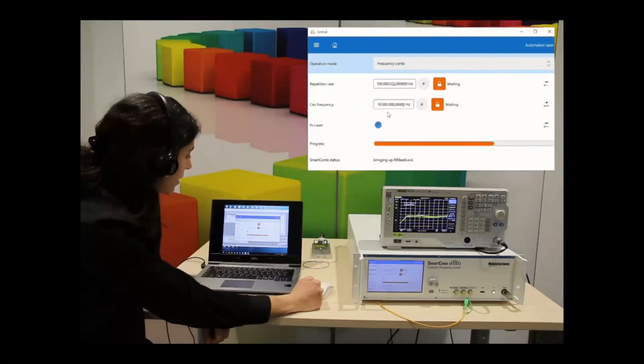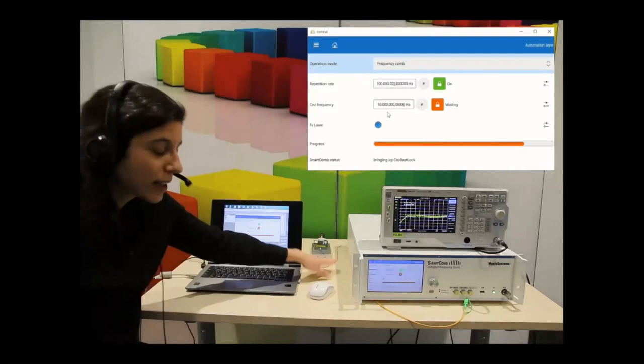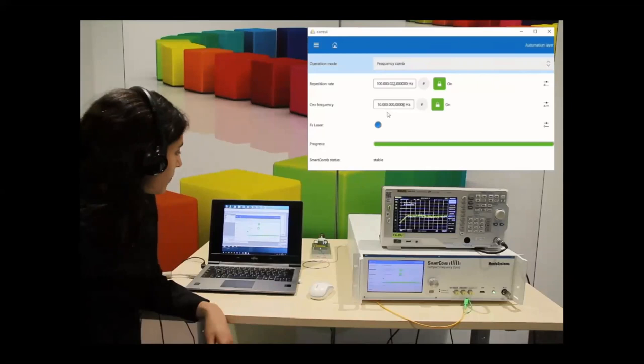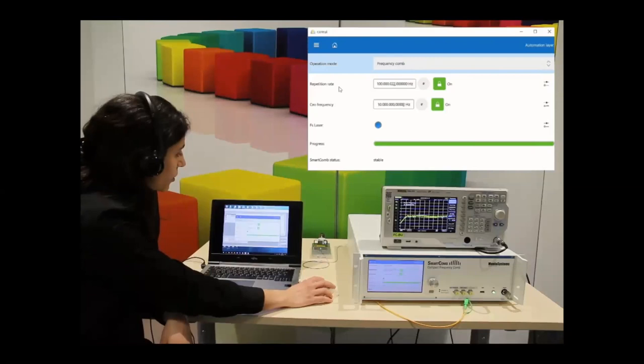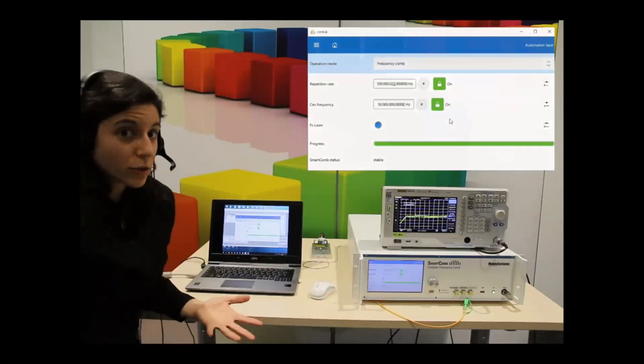10 megahertz. So what we are going to measure is a Rio laser that you can see here, a CW laser. What we did before is basically measure it with a wave meter so that we really know in which mode we are working. So this is already set. While I was speaking, the repetition rate was locked, and now it's fully green, ready to go. And also the CEO frequency is locked already. It usually takes around 30 seconds, so it's pretty fast to get both of them working.